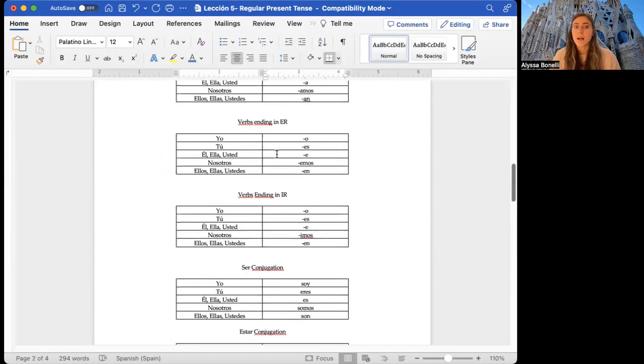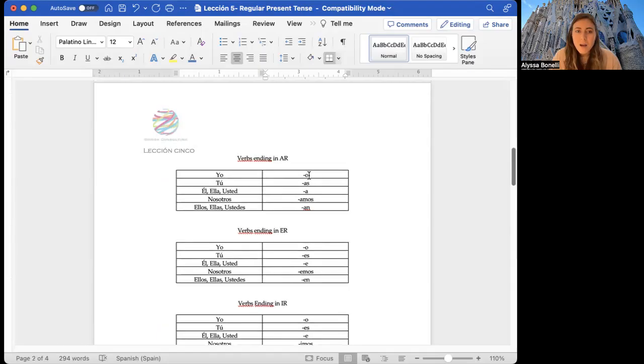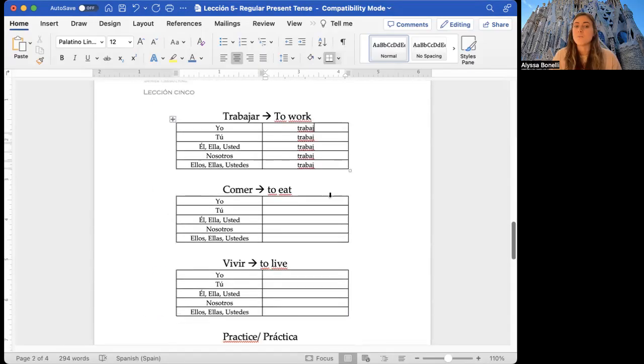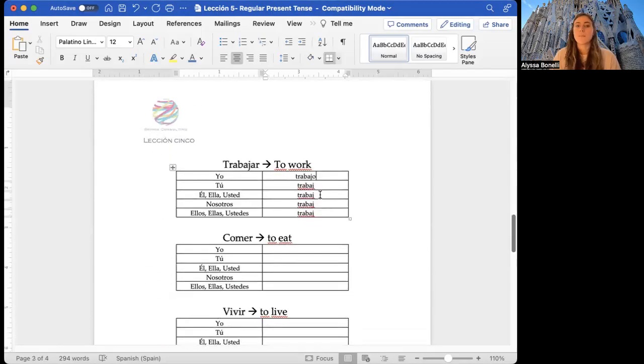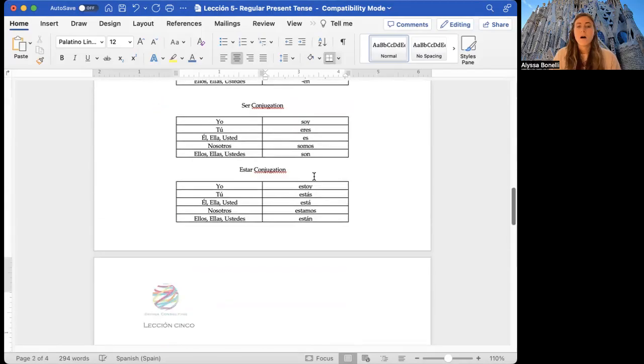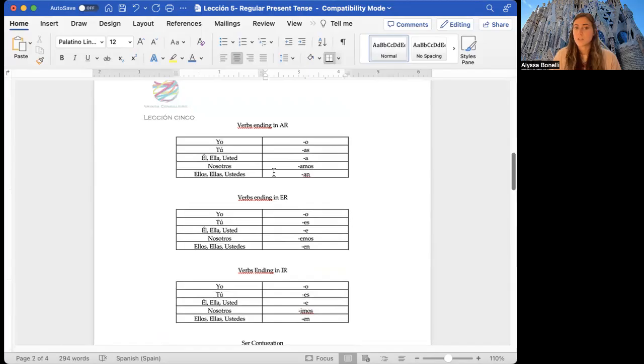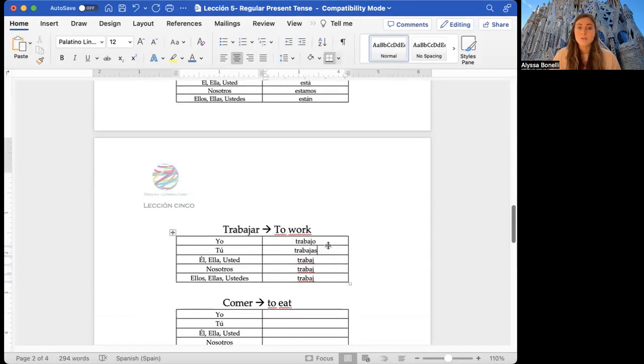So I'm scrolling back up to say, what was that AR ending? Oh, that's right. On the yo line across, I saw an O. So I'm going to type an O. On the tú form, I saw as. So I'm going to type as. And this is just over and over. So you're just seeing me scroll back up and see amos. I'd scroll up one last time and see an.